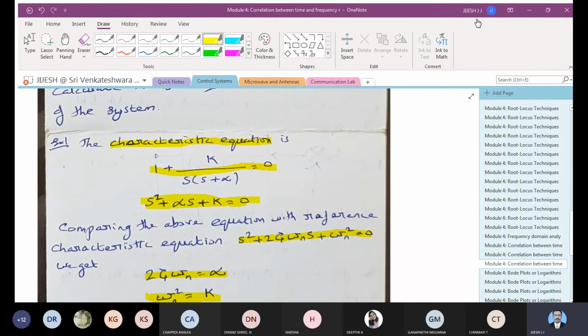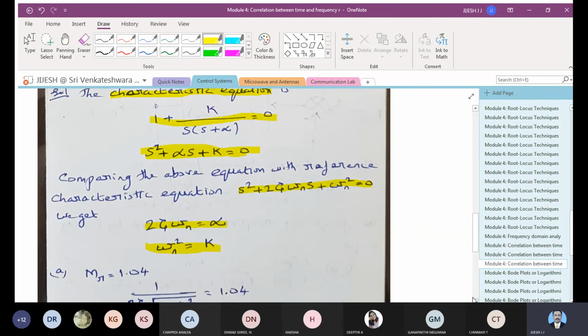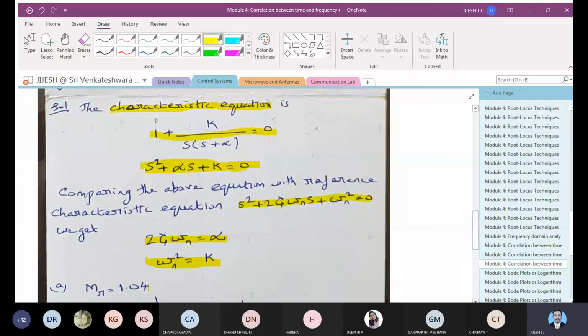Yeah, so we got 2 zeta omega n is alpha and omega n square is k. So further we will simplify that. What all things are given for you in the question? For you it is given MR is equal to 1.04. So I have to use the equation for MR. What is the equation I can use for MR, which we have derived before?